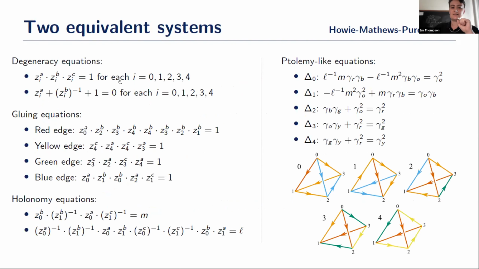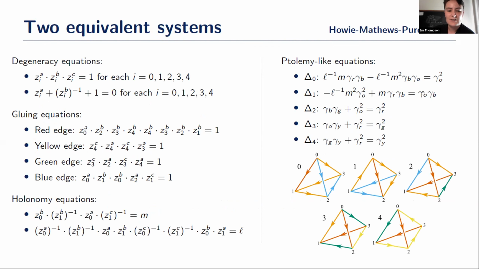Okay, so these are equivalent systems. These were the equations we saw earlier, where you can eliminate Z variables to get a 2-variable polynomial. And it turns out that the same polynomial will come out of eliminating gamma variables in this system. And these are arguably nicer, I would say.